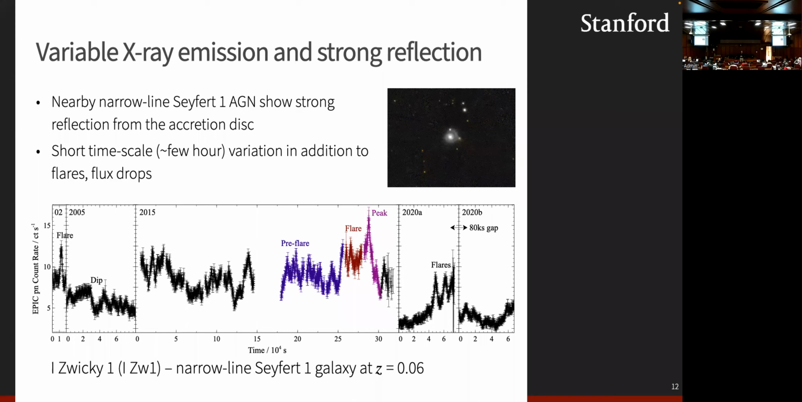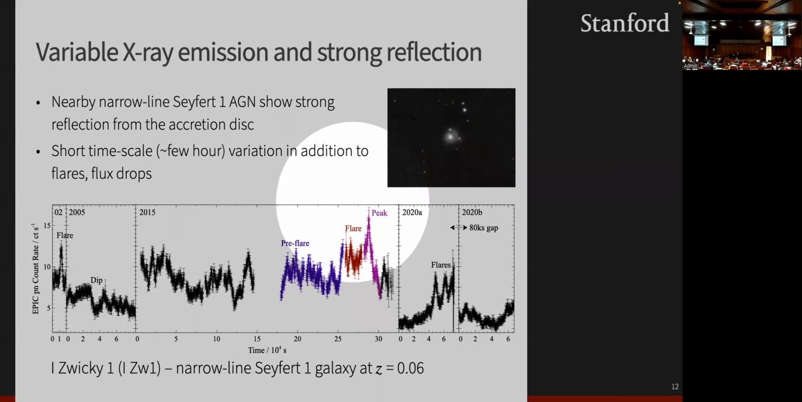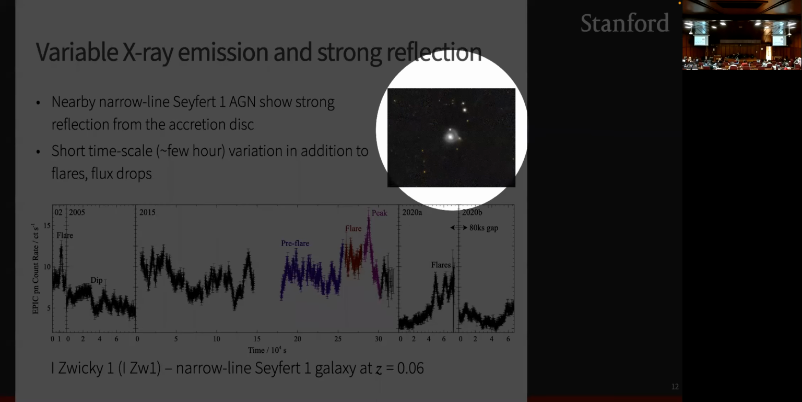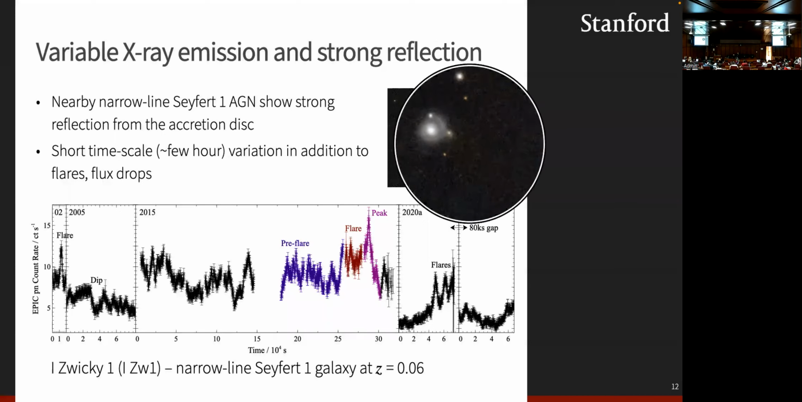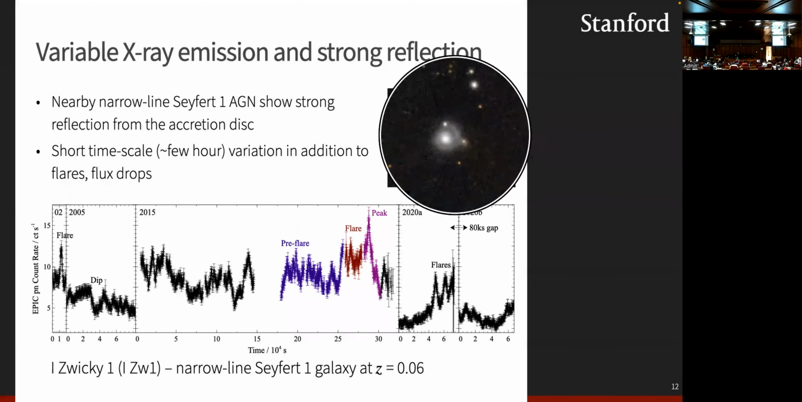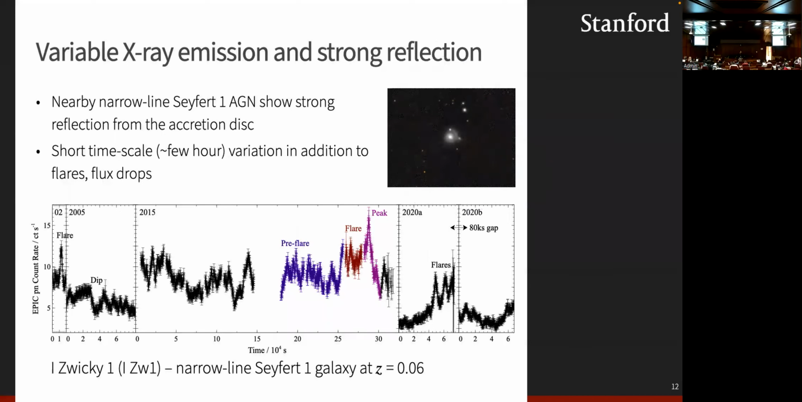But another property these narrow line Seyfert 1 galaxies have, and this is one of my favorites here, is called Markarian 1. You can see in Pan-STARRS the kind of spiral galaxy there with the bright AGN in the center. And this is the light curve that we've collected with XMM-Newton in different observations between 2002 and 2020.